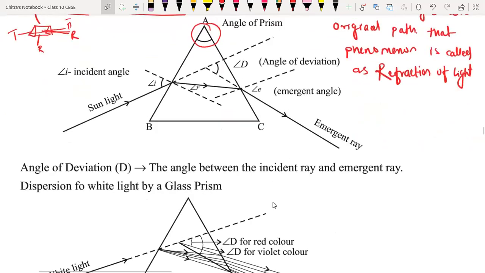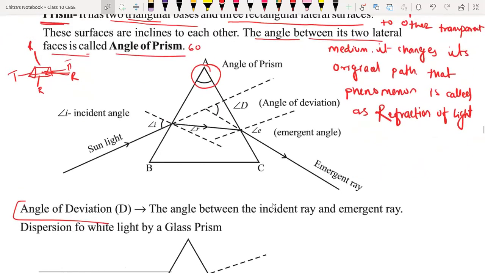Now we are going to understand the angle of deviation. In the diagram, this is the incident light, and it changes its path. The dotted line is the actual path of the light. The angle formed between the incident ray and the emerging ray is called the angle of deviation. Very important, you have to remember what the angle of deviation is.